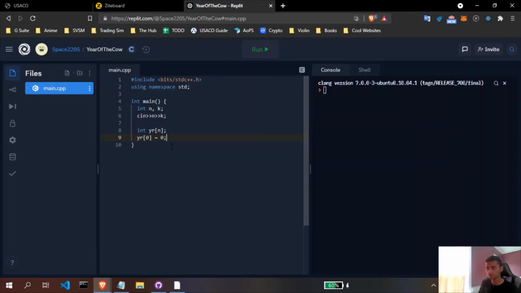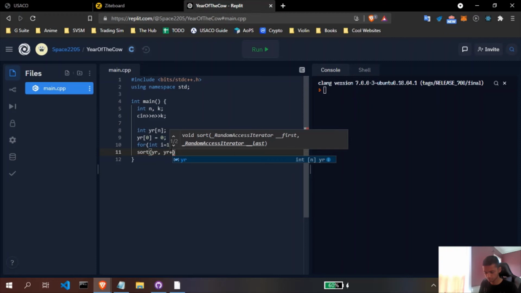So now that we have that done, what I'm going to do is actually read in the values of year. So for int i is equal to 1, i is less than or equal to n, i plus plus, I'm going to input the years of i. And then after I'm done inputting all of them, I'm going to sort them. So I'm going to sort year, and then year plus n plus 1. The reason for plus 1 is because there's n elements that are filled in here, so that's why I have n plus 1.